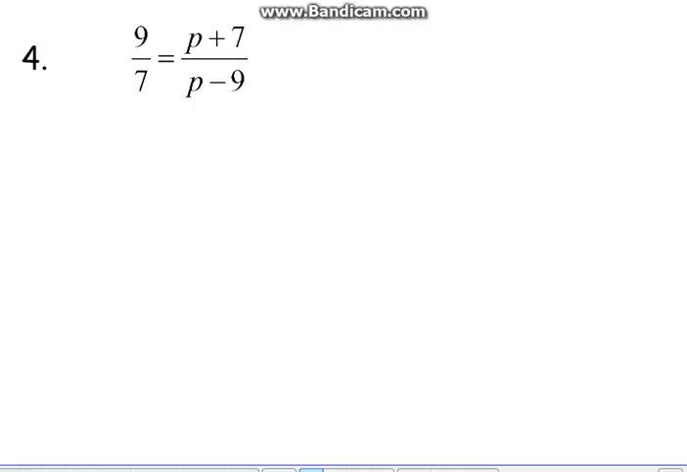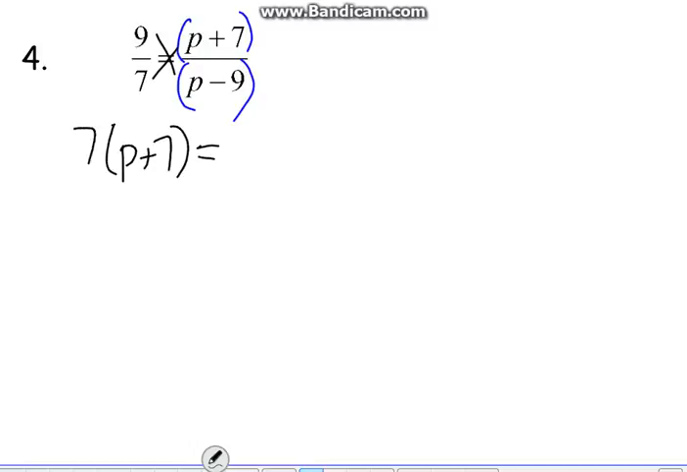Okay? Next one, 2 fractions. And you might think, well, wait, can I cancel out these p's? Remember, think about them in parentheses, and they must be identical inside the parentheses before we can cancel anything out. So nothing's going to cancel. But we do have one fraction on each side, so we'll go ahead and cross multiply. We have 7 times p plus 7 equals 9 times p minus 9.